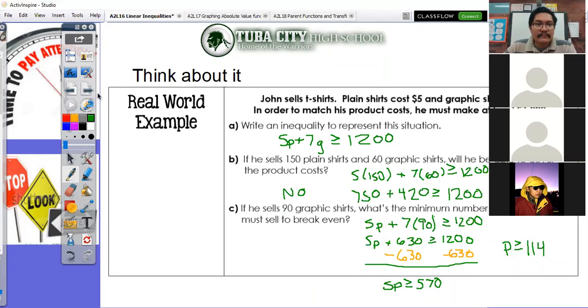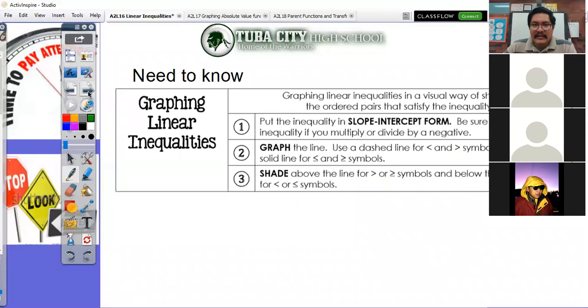All right. Let's go ahead and keep going. So graphing them, now we need to learn how to graph them. So you pretty much do the exact same thing. If you remember graphing just regular lines like slope-intercept form and standard form, pretty much the exact same thing.